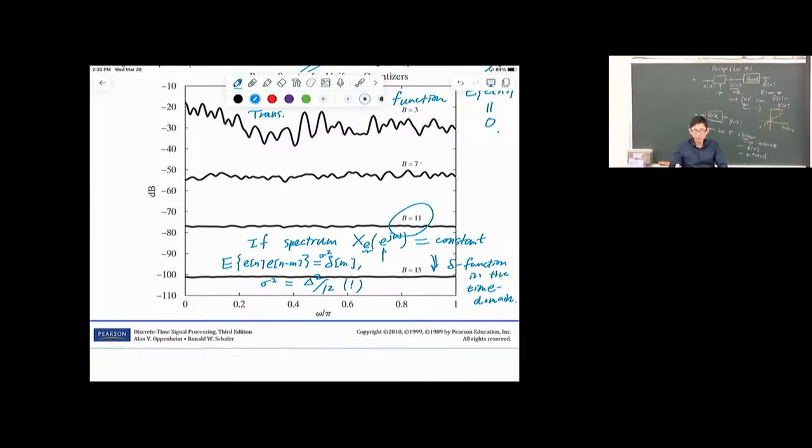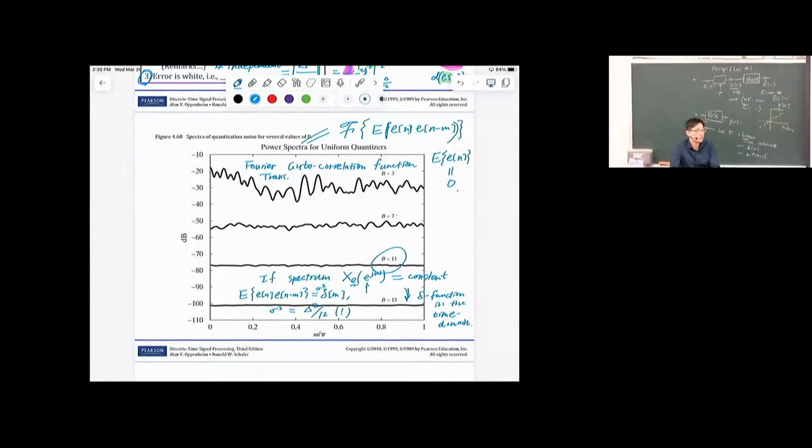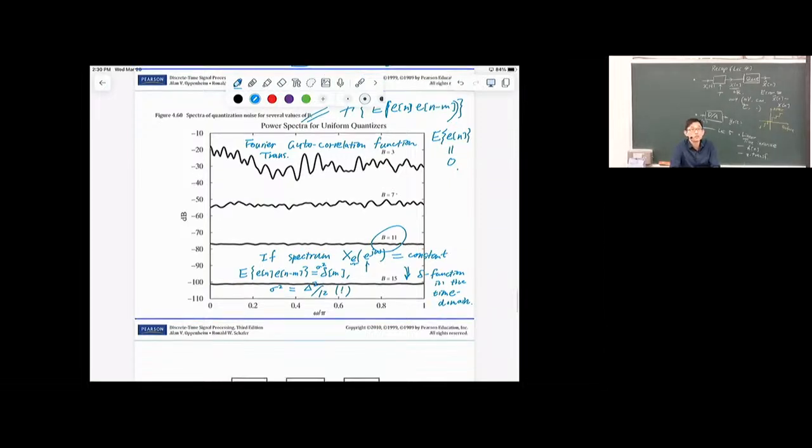So a lot of observations can be made, just by looking at this one figure. Flat spectrum, uncorrelated in the time domain, when we talk about autocorrelation. And also the noise term seems to be scaled by delta divided by 12. Okay, delta divided by 12.